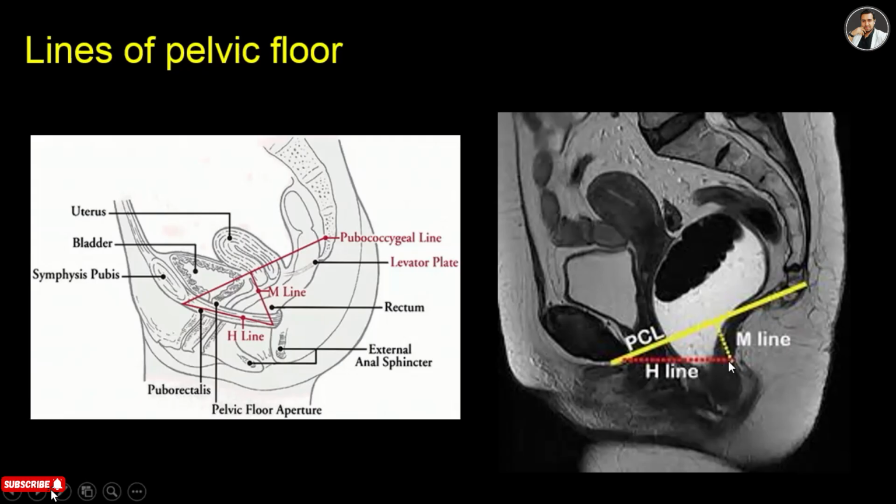And then the H line goes from the base of the symphysis pubis to the anorectal junction. This is the H line, and from the anorectal junction to the PCL line, there is a line drawn, and this is the M line. So these are the reference lines used as a baseline to detect any abnormalities of the pelvic floor muscles and organs.